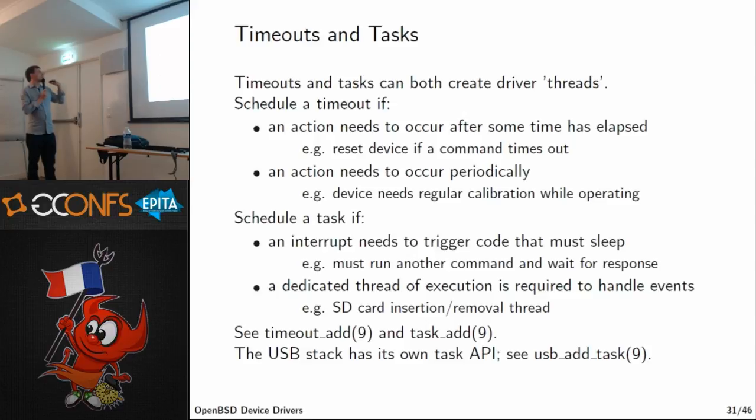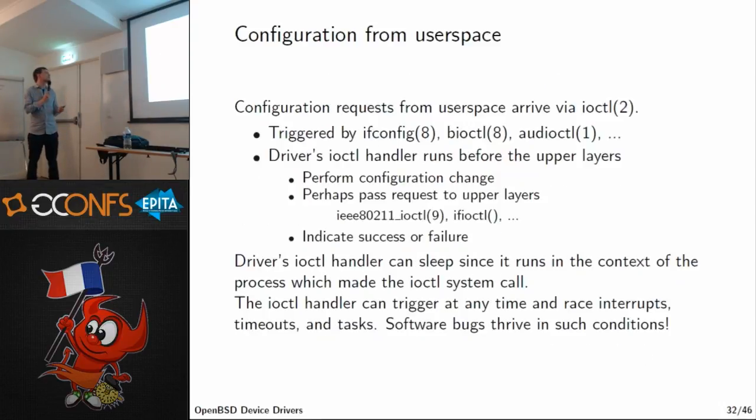And the tasks only have a process context, basically. Their only purpose is to be allowed to sleep, really. The timeouts, you can choose whether you want a process or an interrupt context. So they're fairly flexible. For some reason, USB has its own tasks, because the task add API is younger than the USB stack, I think. So there are some exceptions there, but you will see examples in drivers too that you can refer to.